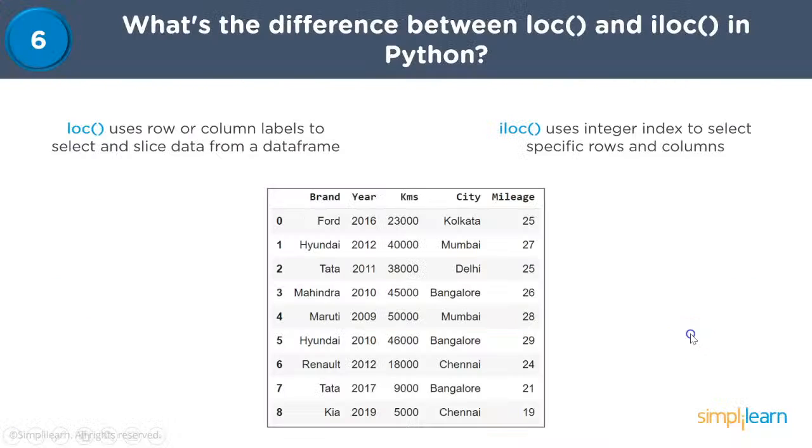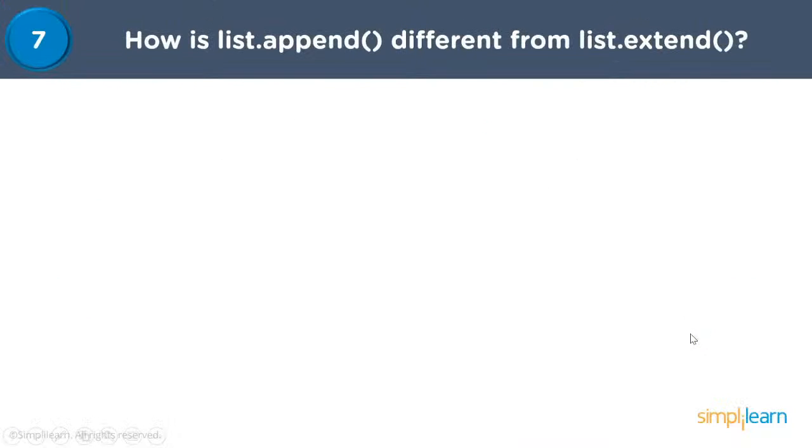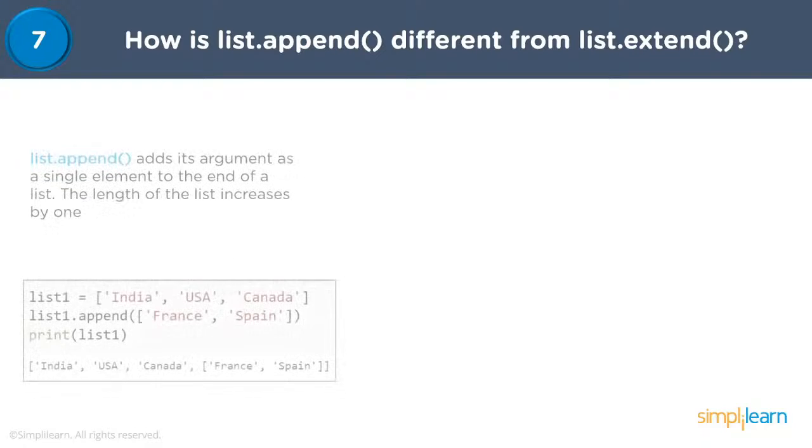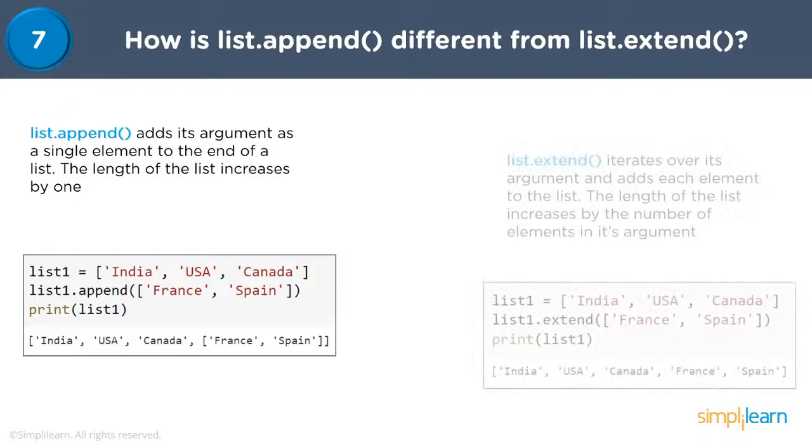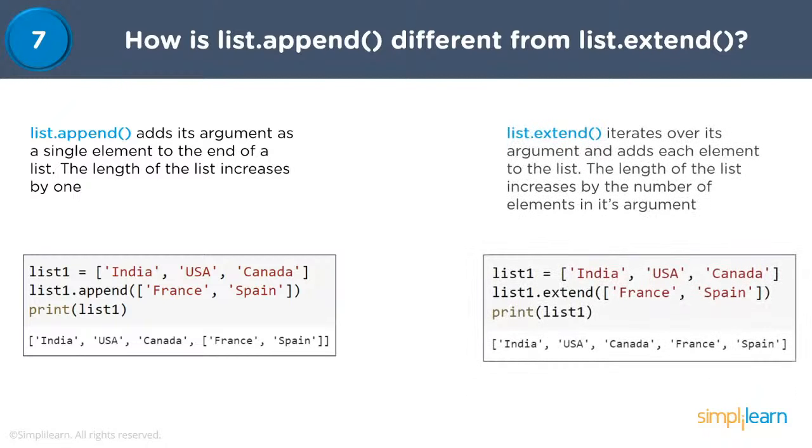Alright. Now moving to our 7th question in the list of questions that we have. The question is, how is list.append different from list.extend? Now list.append adds its arguments as a single element to the end of the list. The length of the list increases by 1 here. And list.extend iterates over its arguments and adds each element to the list. The length of the list increases by the number of elements in its arguments.